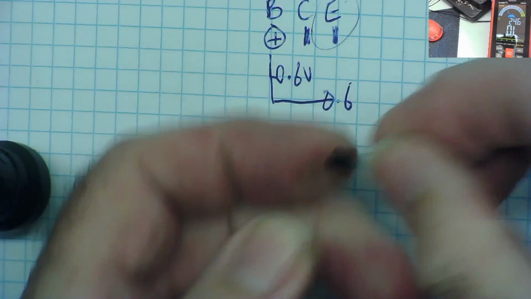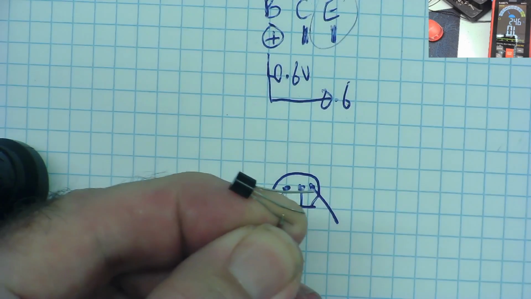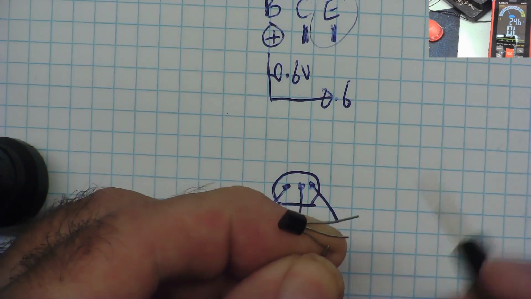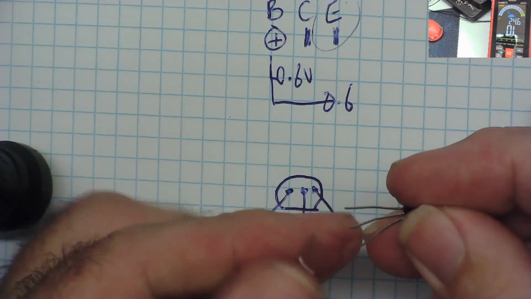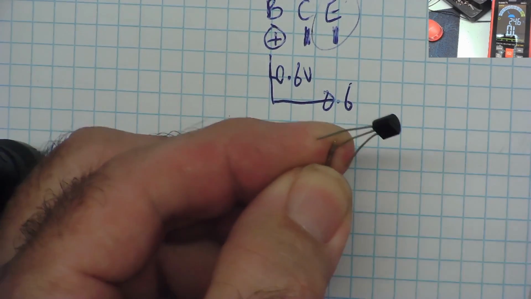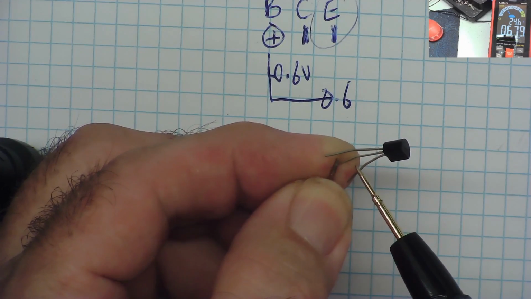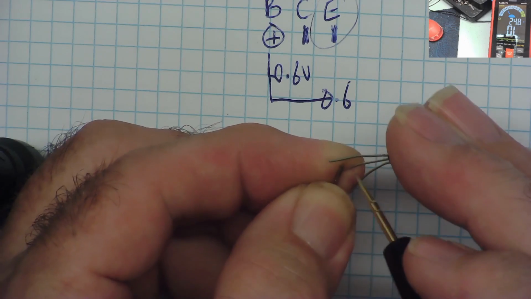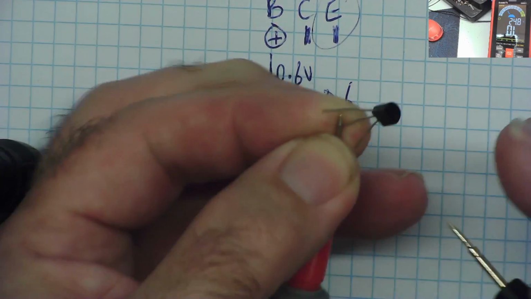So let's turn this over. Let's go with the positive to this end. And again, we're looking for something that conducts. No. No. So positive to either end doesn't seem to do anything. Let's go with the positive in the middle. Let's try it again. Yes, that conducts. Okay. And that conducts as well. So it looks like the base is in the middle and it's red lead, so it's positive.